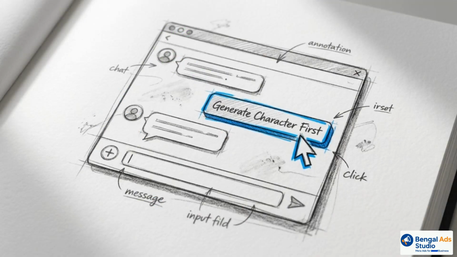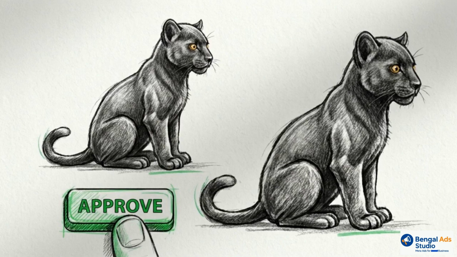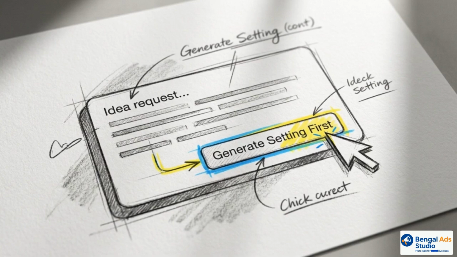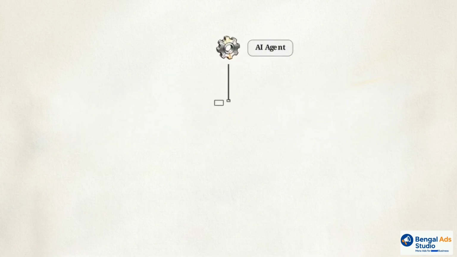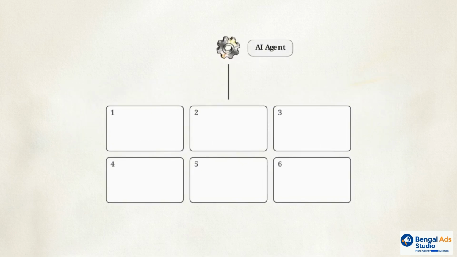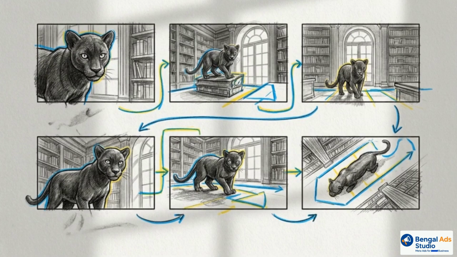Start by telling the agent to generate the main subject as an isolated step. We select the option to generate the panther cub first, review the concept renders, and approve the one that fits our brief. With the character set, you do the exact same thing for the environment. Tell the agent to generate the grand library setting on its own, completely separate from the animal, and lock in the background. Now that you have approved the specific subject and the specific room, instruct the agent to generate the full storyboard grid. It will merge those 2 locked references into a cohesive 6-panel visual plan.